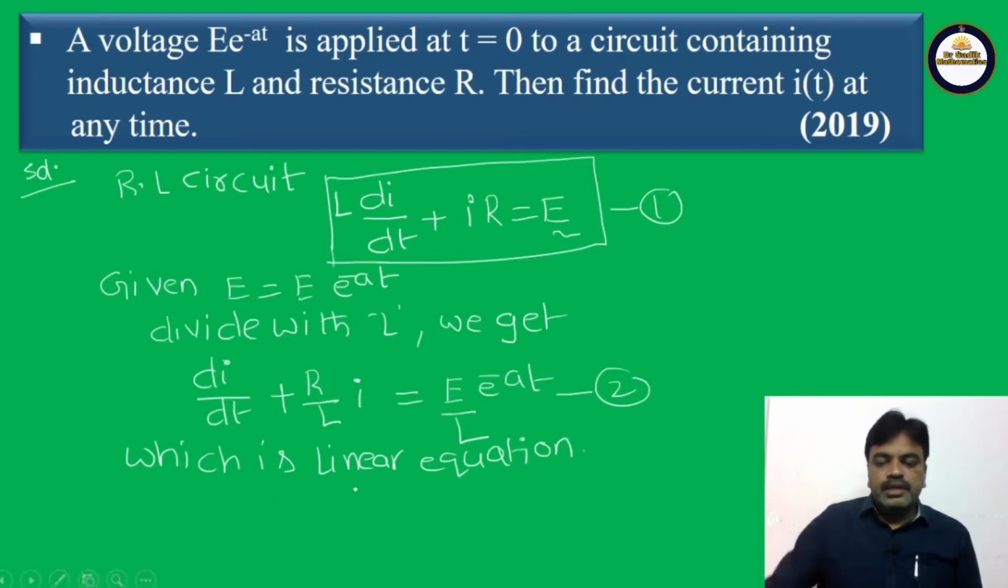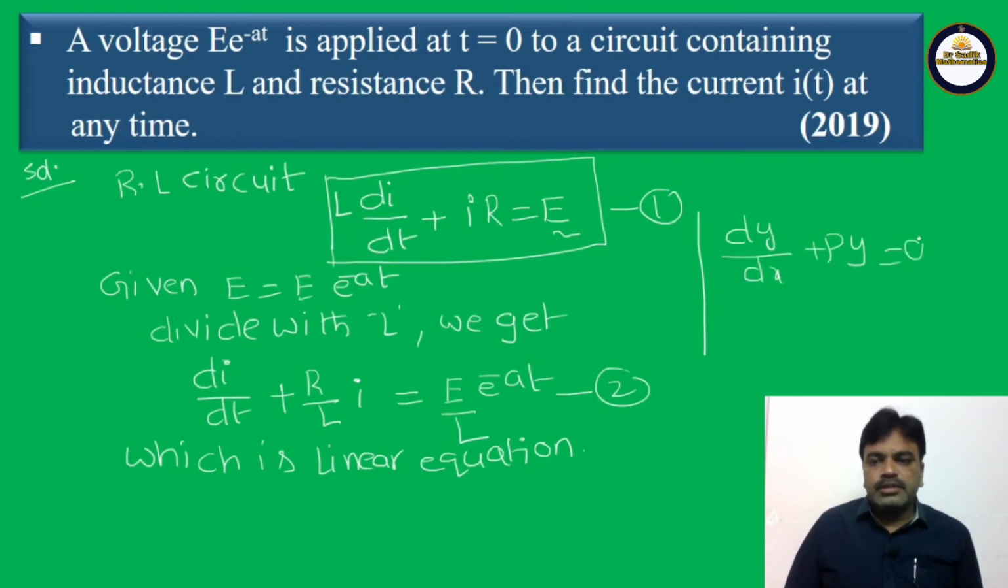We know the linear equation form, friends. What is the linear equation form? dy by dx plus py is equal to q, where p and q are constants or functions of x. Now see, friends, R by L is constant. Here we have t because of di by dt. The independent variable here is t, so we get functions of t. That is the difference, friends.